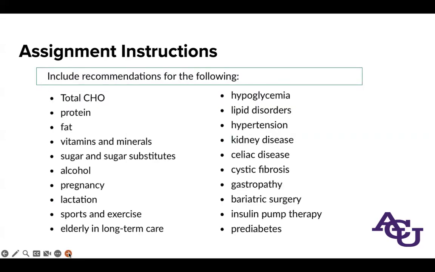Here's the list of things you have to include recommendations for. It's pretty detailed. Total carbohydrates, protein, fat, vitamins and minerals, sugar and sugar substitutes, alcohol, pregnancy, lactation, sports and exercise, the elderly and long-term care, hypoglycemia, lipid disorders, hypertension, kidney disease, celiac disease, cystic fibrosis, gastropathy, bariatric surgery, insulin pump therapy, and prediabetes.